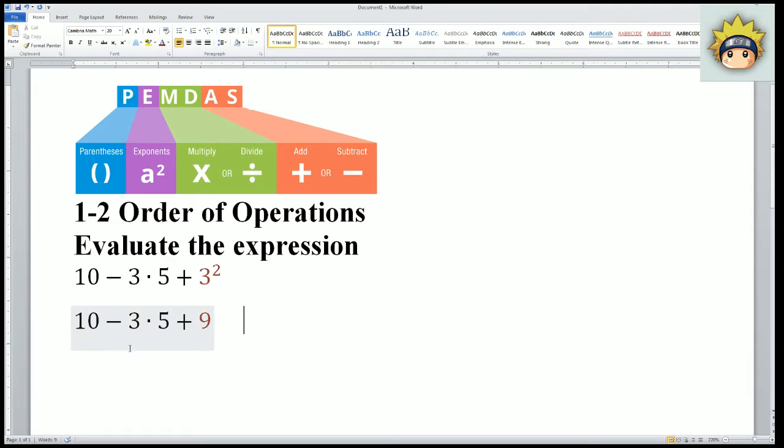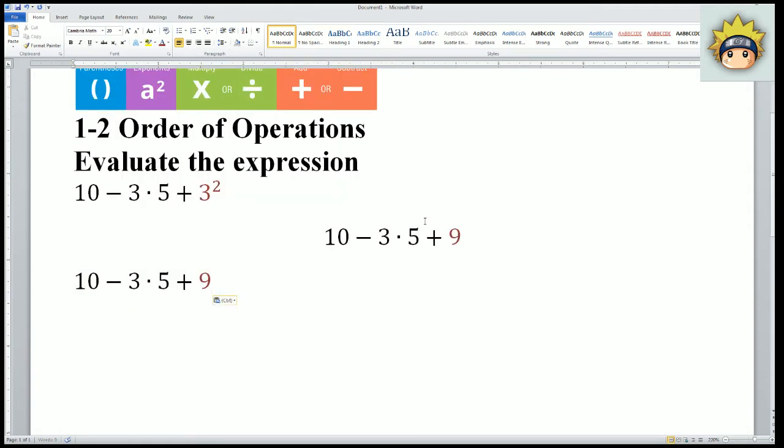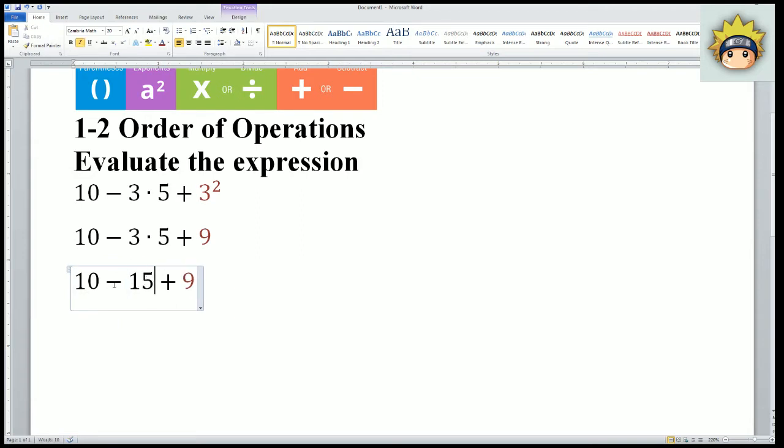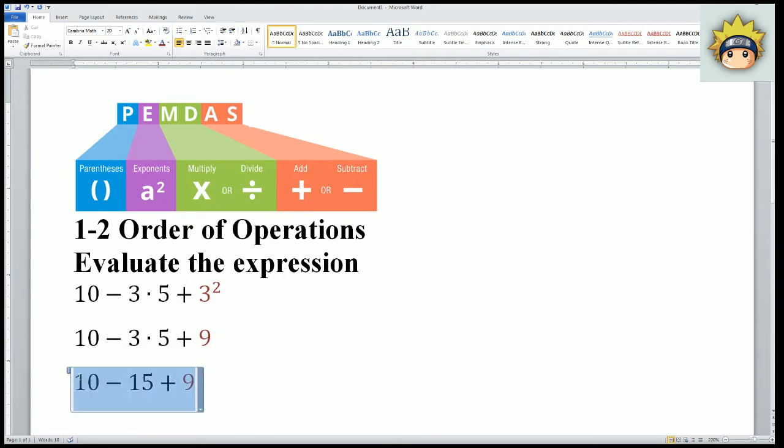Let's look for multiplication and division. I see something here. So again, I'm going to rewrite it. 3 times 5, which is 15. Do you see? Nothing happened to that negative. I'm just doing the 3 times 5. Let me show you. 3 times 5 is 15. Good? Next, we want to evaluate adding and subtraction from left to right.